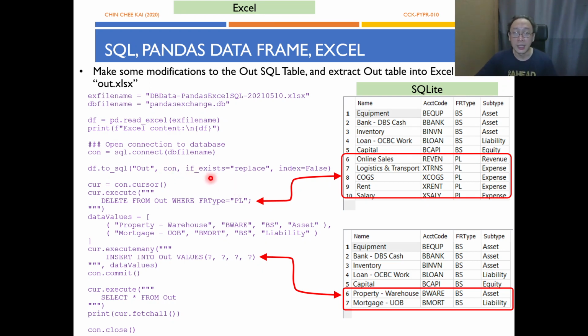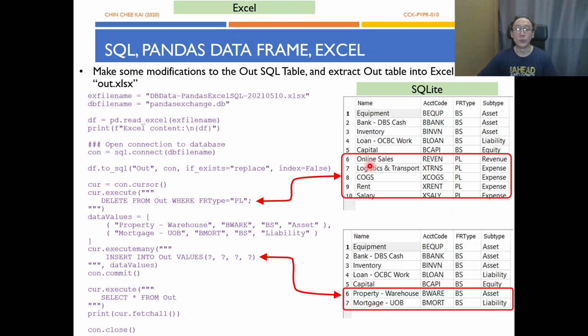And then we say if_exists, then we replace. That means if the table is already there, it will just replace the content, like deleting all the rows and then replacing them with new content. And index is false, which means don't insert all these 1, 2, 3 into it. Then we create a cursor because we are going to execute a delete.